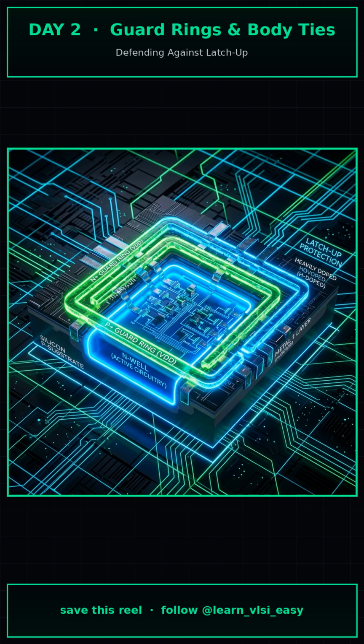To prevent the catastrophic destruction of latch-up, we must suppress the parasitic bipolar transistors. We do this by aggressively tying the wells to firm voltage levels. We use highly doped N+ regions to explicitly tie the N well directly to VDD, and highly doped P+ regions to tie the P substrate directly to ground. These are called body ties or tap cells.